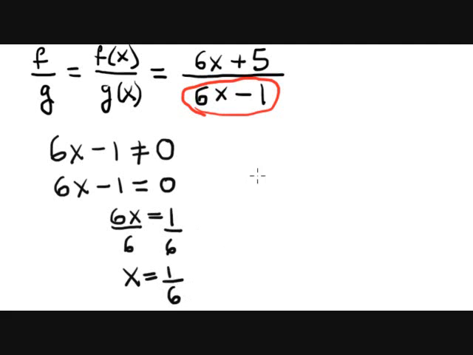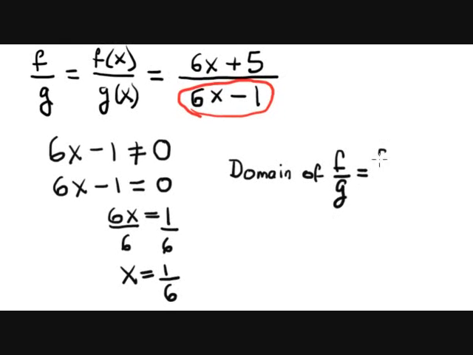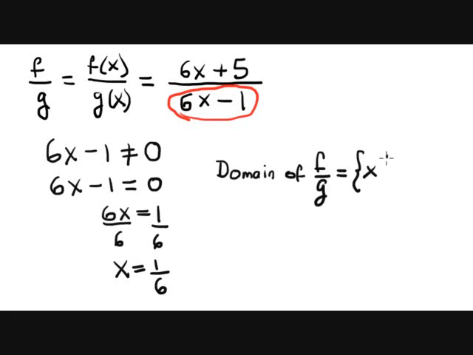So now the domain of f divided by g is all x such that x must be different from 1 over 6, all real numbers except 1 over 6. In this case, the correct answer is option C.